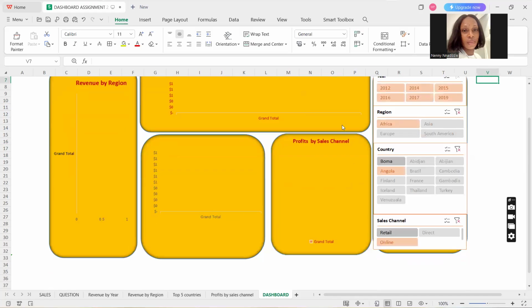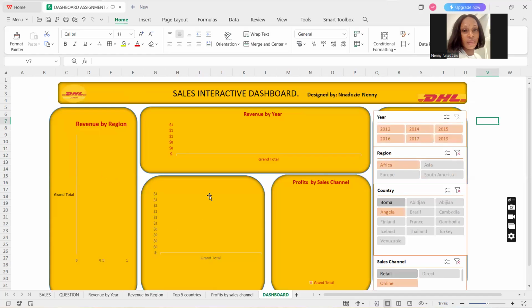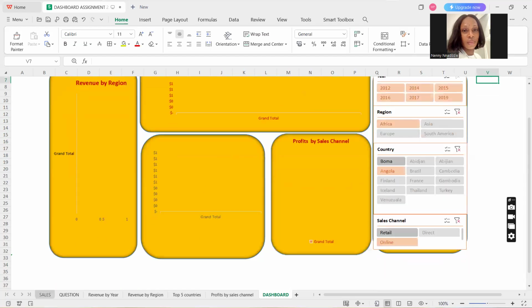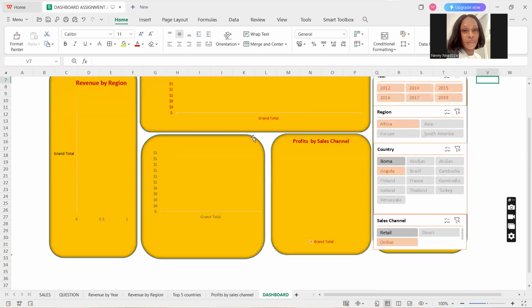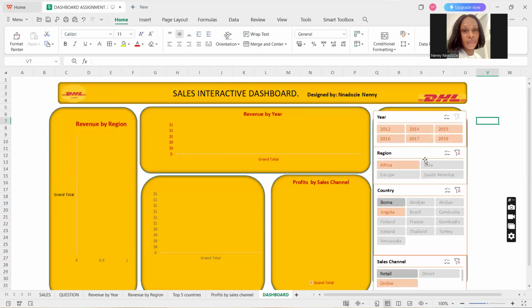A dashboard is going to give you insights, information that you can easily get instead of going back to the table to be looking at it one by one, assuming that there is a data set with more than 1,000 data points or figures. You wouldn't be doing that. So from this dashboard, every information you need is here.